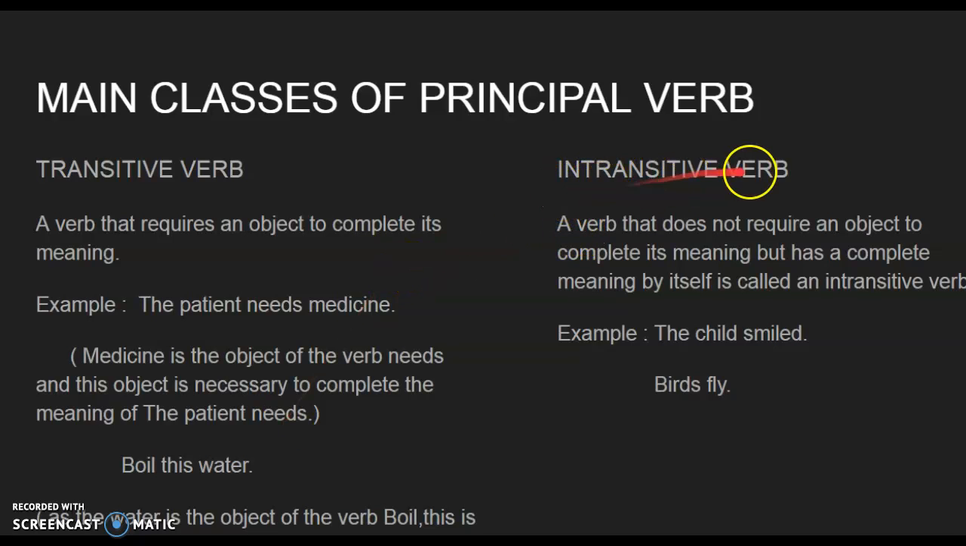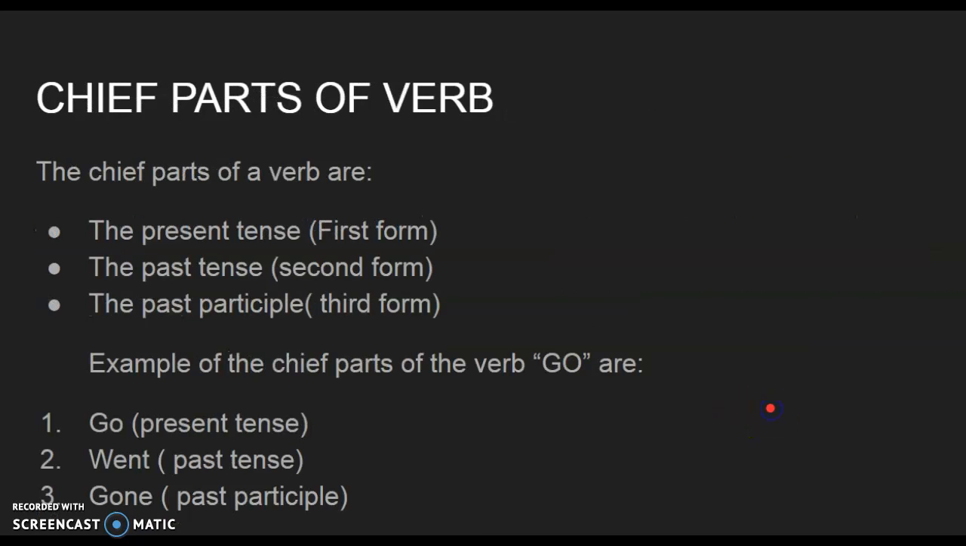Next comes the intransitive verb. A verb that does not require an object to complete its meaning but has a complete meaning by itself is called an intransitive verb. Example, the child smiled, birds fly. So here smiled, fly, these are the verbs, but after the verbs there is no object, so this is intransitive verb. Next comes the chief parts of the verb.